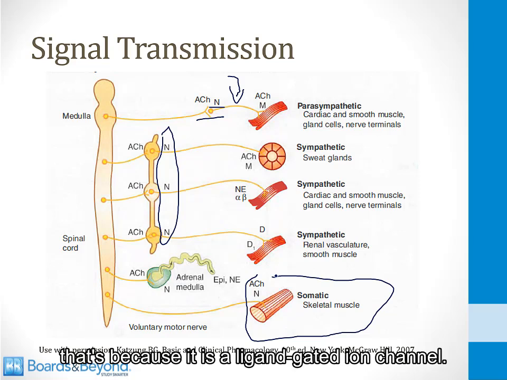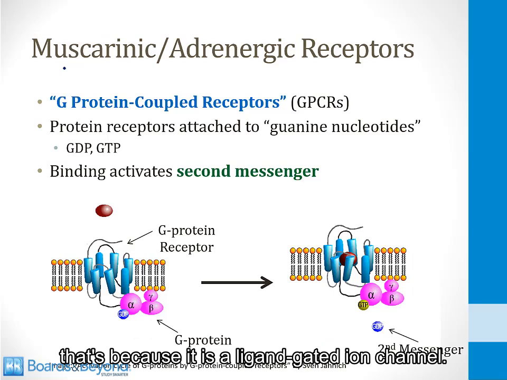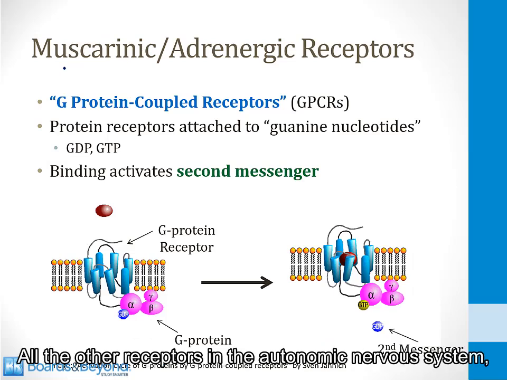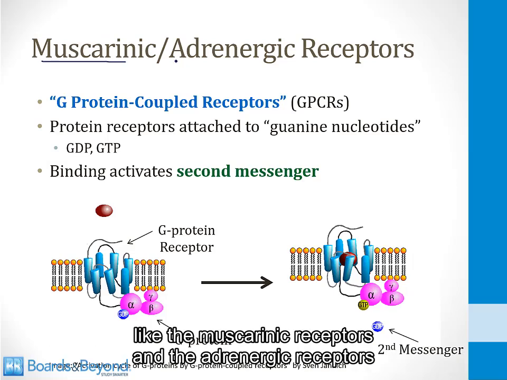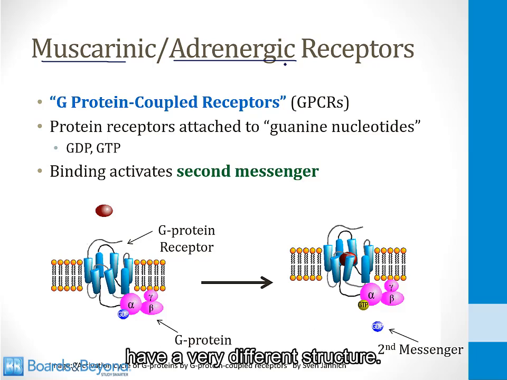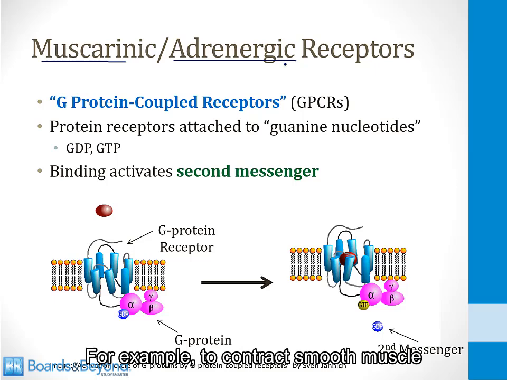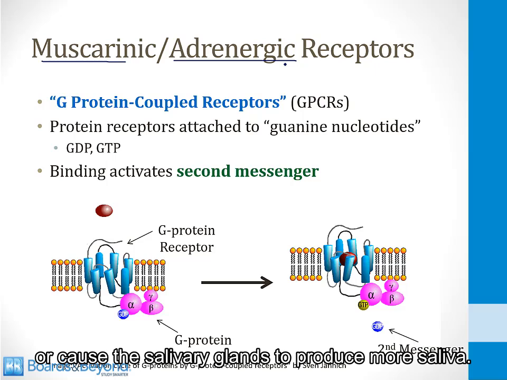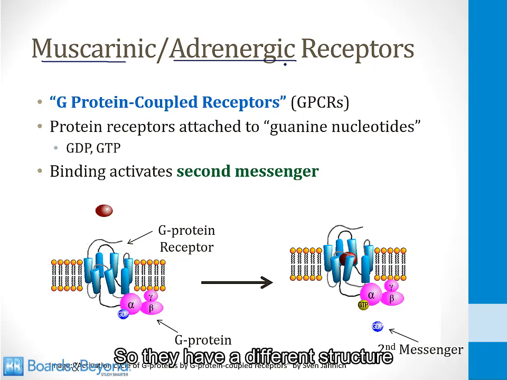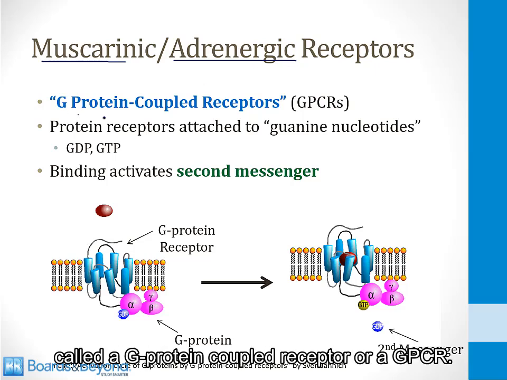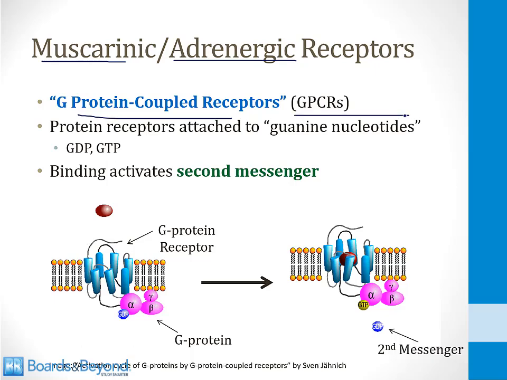That's because it is a ligand-gated ion channel. All the other receptors in the autonomic nervous system, like the muscarinic receptors and the adrenergic receptors, have a very different structure, and that's because these receptors are not built to depolarize anything. They're built to generate an effect, for example, to contract smooth muscle or cause the salivary glands to produce more saliva. So they have a different structure called a G-protein coupled receptor, or a GPCR.